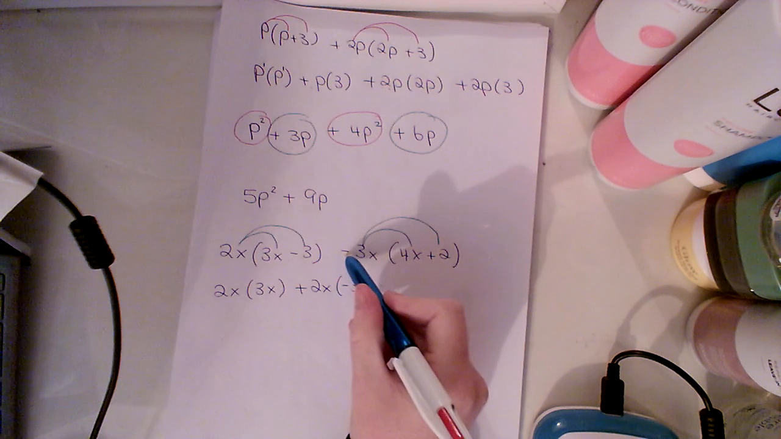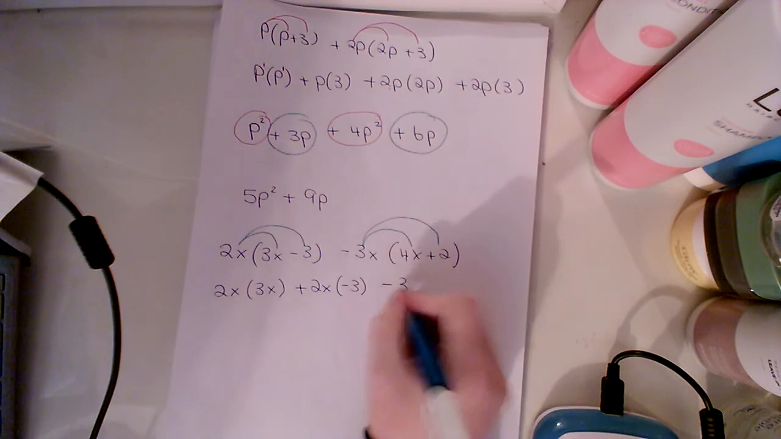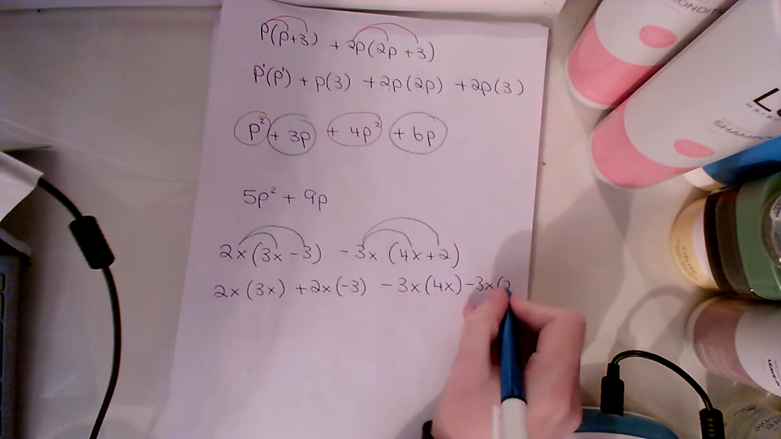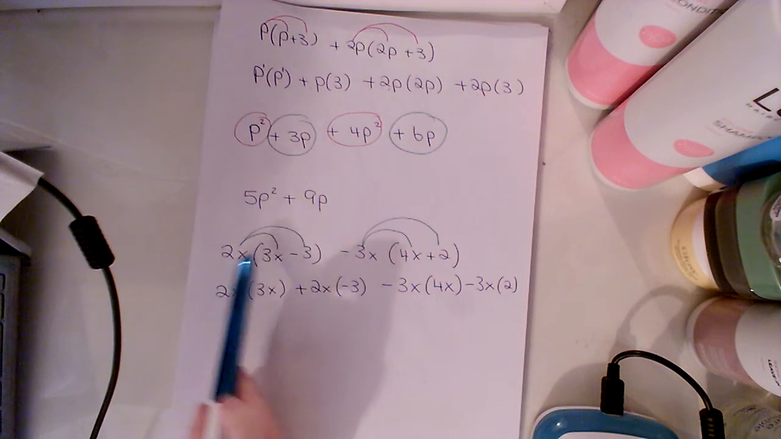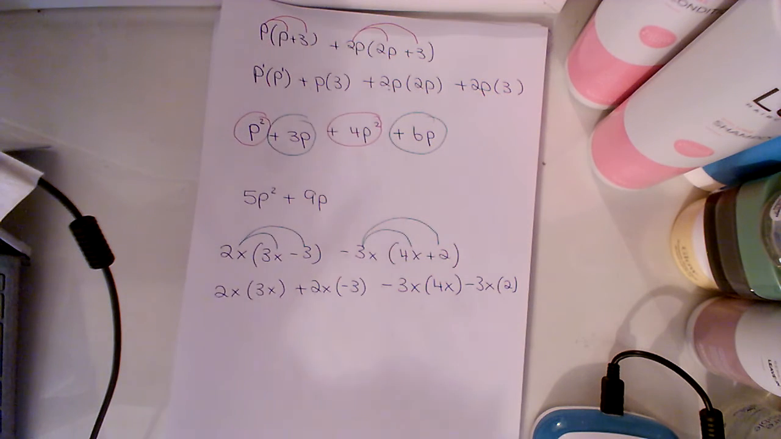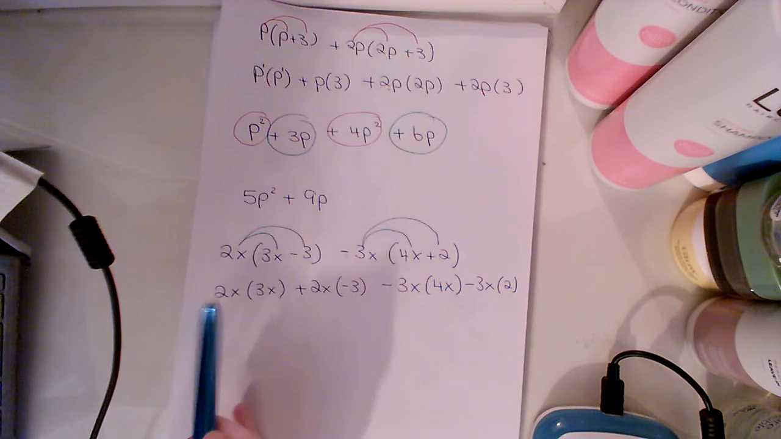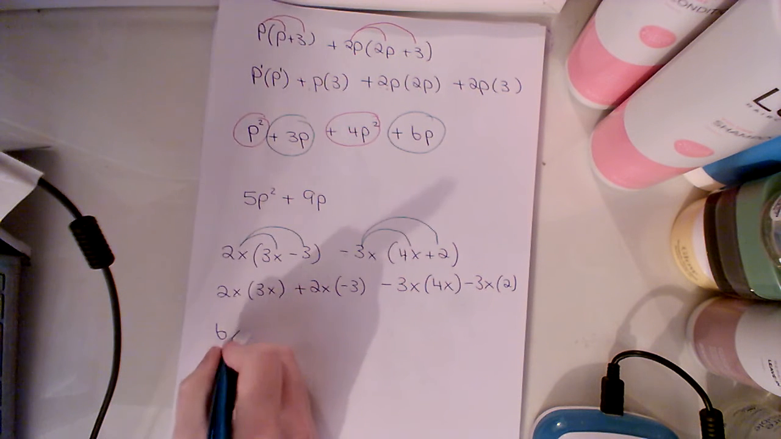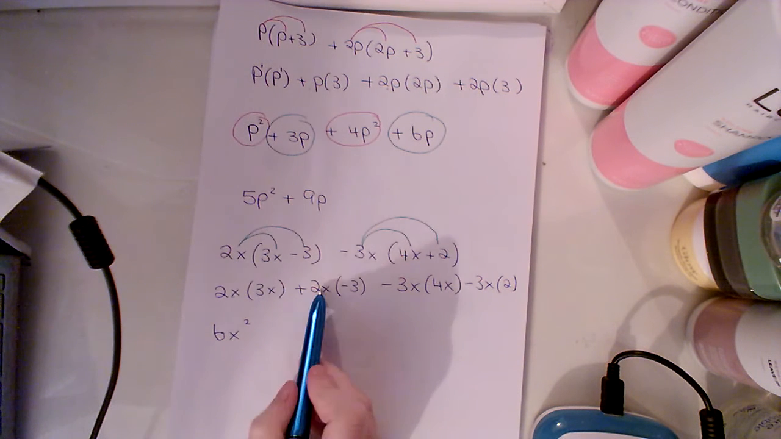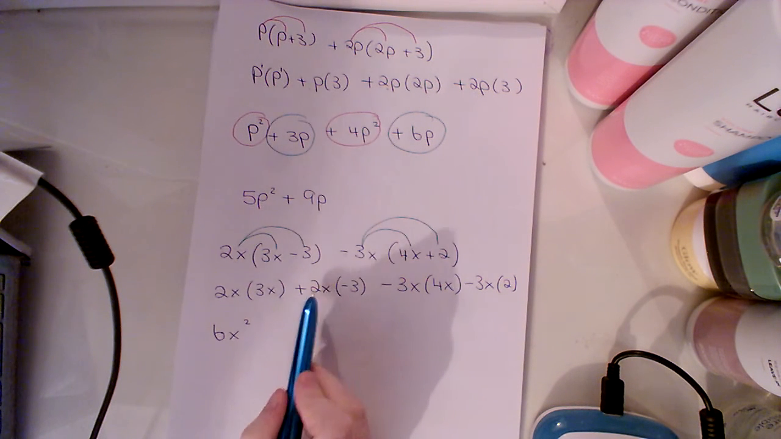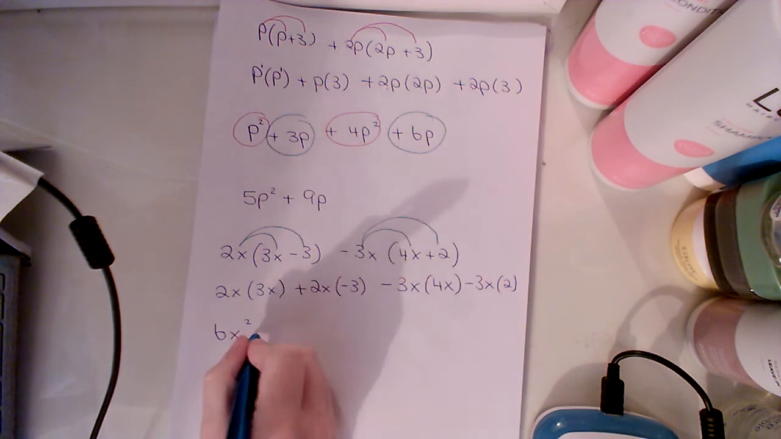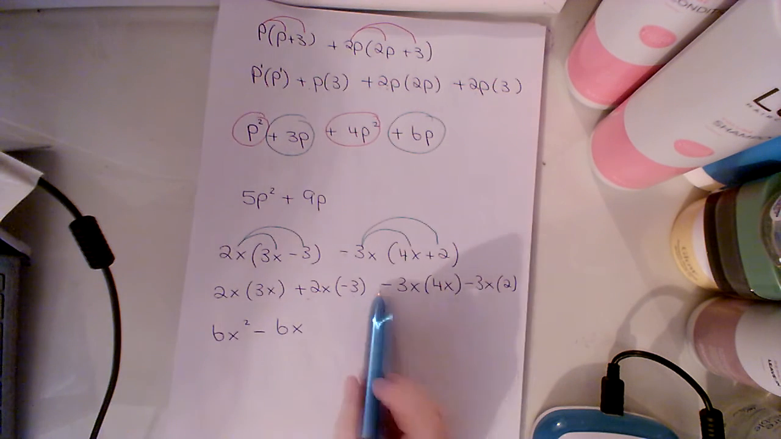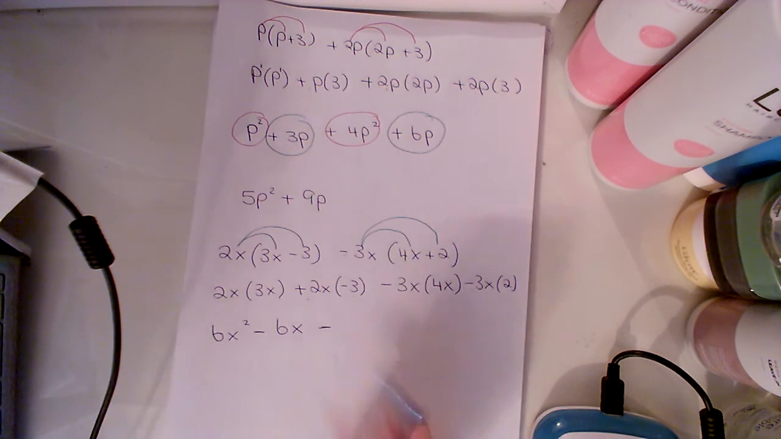Now this time, because my sign is minus 3x, I write down minus 3x bracket 4x minus 3x bracket 2. Those arrows are telling me what I'm multiplying each term by. Okay, so now I have 2 times 3, which will give me 6, x times x, x squared. 2 times minus 3, so plus by a minus gives me a minus. 2 times 3, minus 6x. Minus by a plus will give me minus.